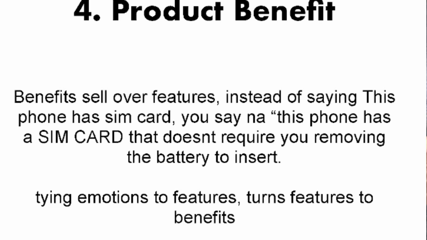So this phone has space for a SIM card is a feature. This phone has a SIM card that doesn't require removing the battery to insert is a benefit. I'm talking about the same phone, but tying emotions to features turns features into benefits. When you tie emotions to the features of a product, it automatically turns them into benefits. This laptop can open 3 tabs at a time, that's a feature. This laptop can open 3 tabs and not shut down for 2 years, that's a benefit.